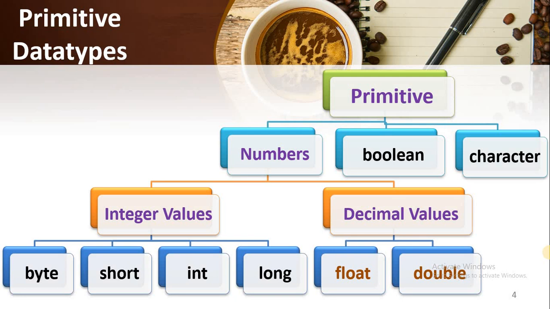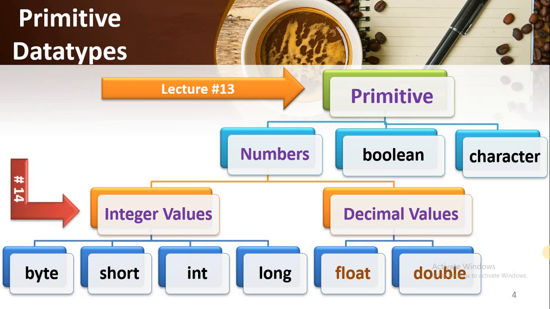So we started our discussion about the data types. In lecture 13, we discussed what a data type is, what primitive and non-primitive data types are, and what the major differences between primitive and non-primitive are. After that, in lecture 14, we discussed the integer data types: byte, short, int, long. All are covered in lecture 14 with example programs.